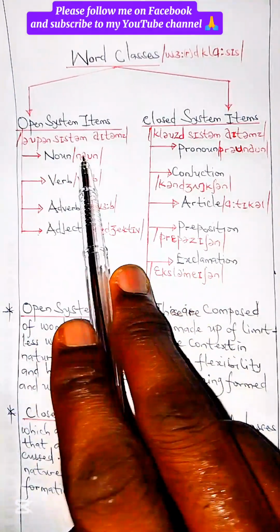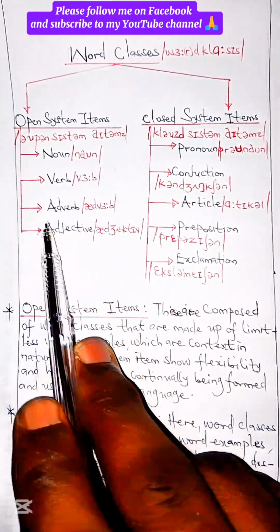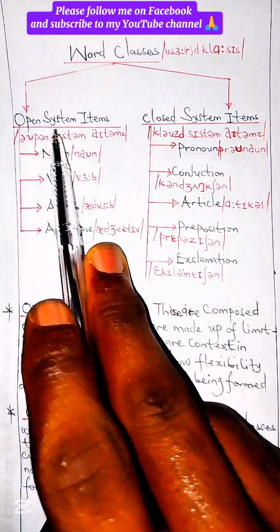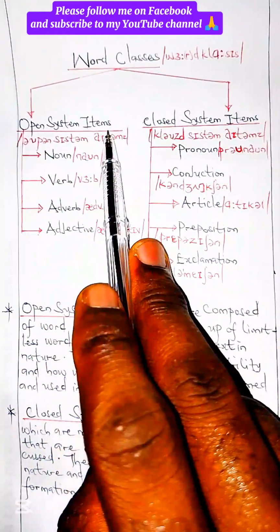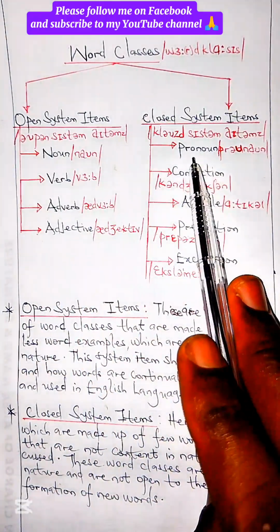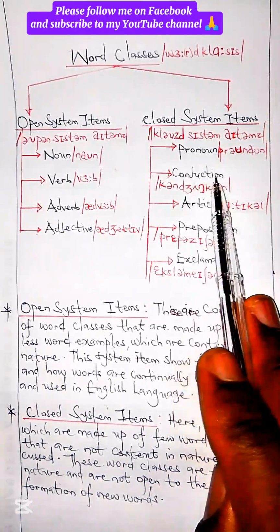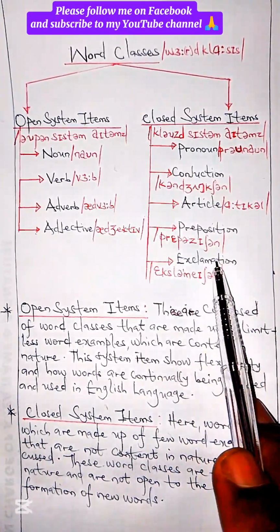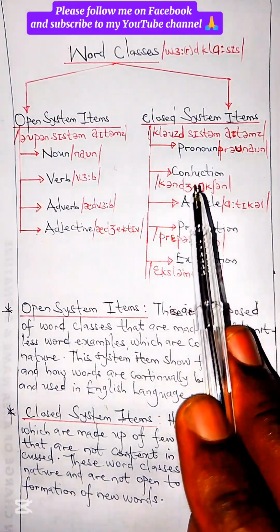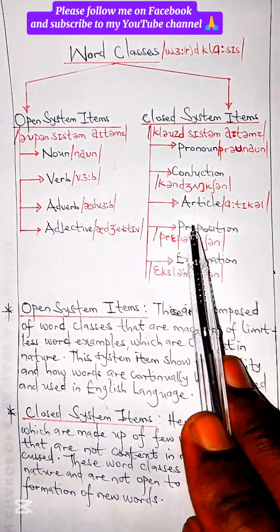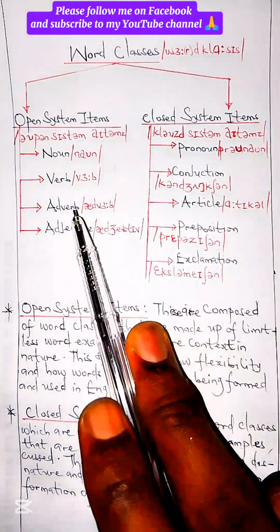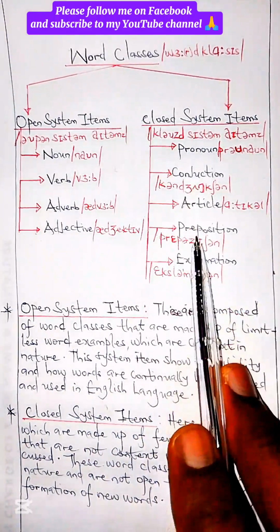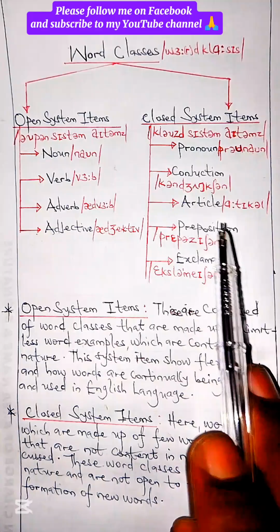Now parts of speech like noun, verb, adverb, and adjective are classified under the open system items. And parts of speech like pronoun, conjunction, article, preposition, and exclamation are classified under what we call the closed system items. Now there are some special kinds of verbs, like auxiliary verbs and so on, that are also classified under the closed system items, but we're going to be talking about that later.